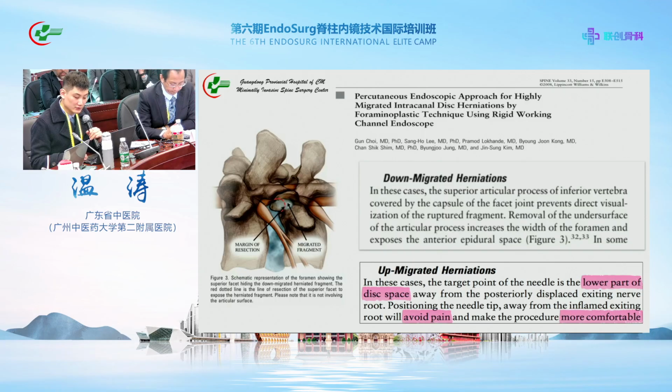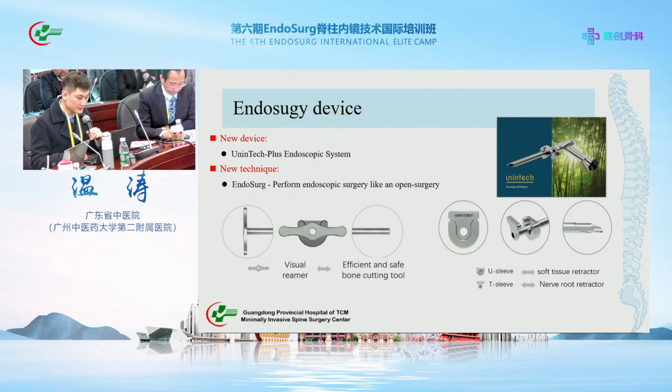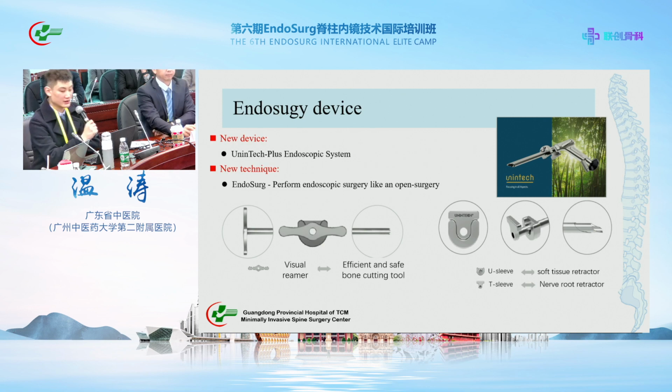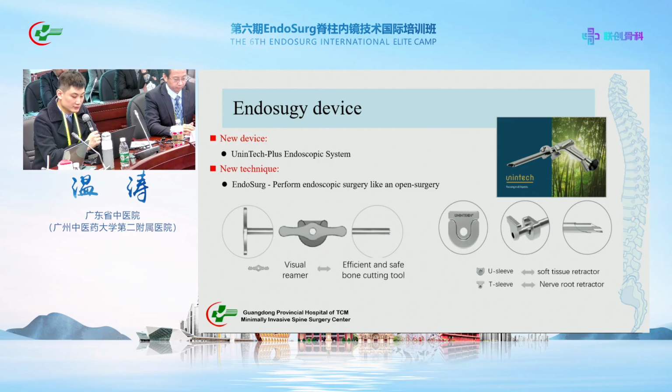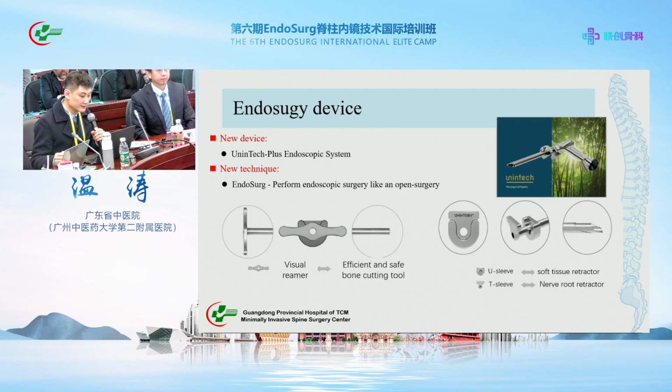In the previous topic, we discussed the endosurgery theory, and now we will introduce the new technique, the so-called EndoSurg PLUS system. This is a set of new devices and new techniques. We will use the visual reamer to do efficient and safe bone cutting, and we will have the U sleeve to retract the soft tissue and the T leaf to retract the nerve root.